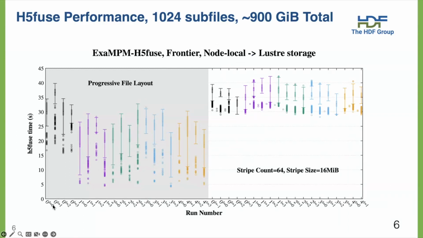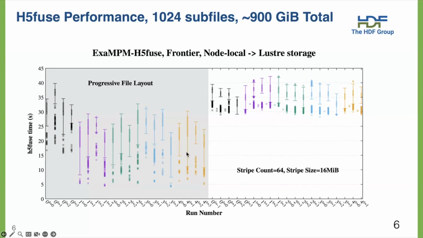And I ran it 5 times. And so the first number is the run number. The second is the time step that it outputs. So it outputs 4 time steps. And the spread here is from each node. So it's how long each node took to complete the h5fuse command. So you can see that the progressive layout actually does very good.